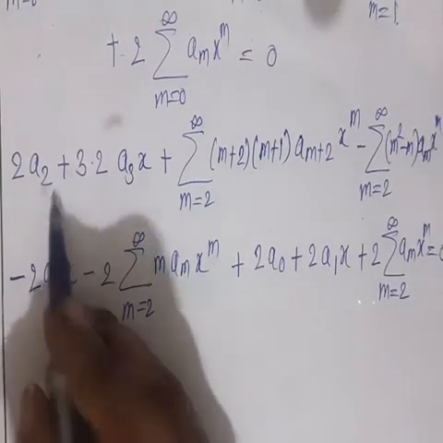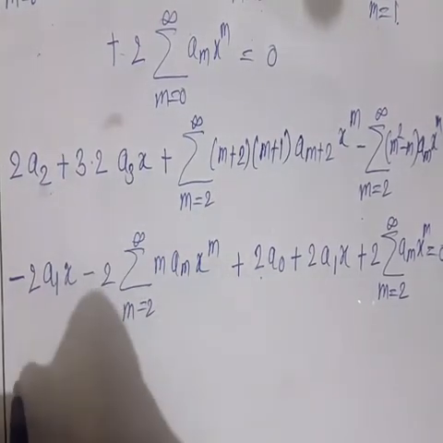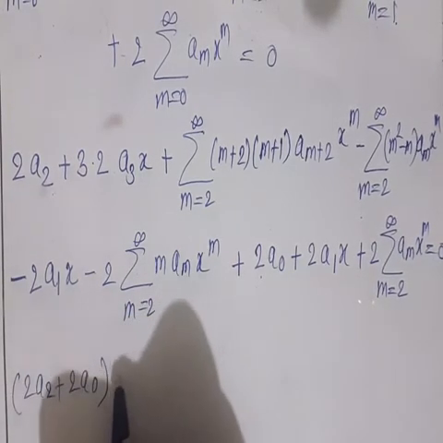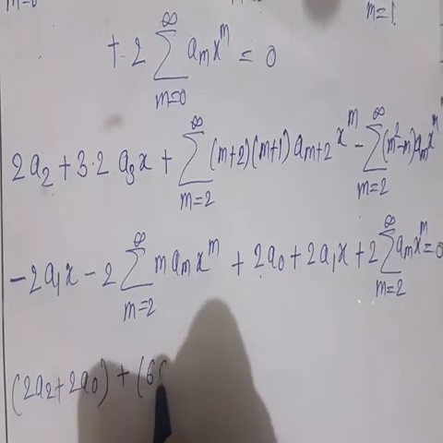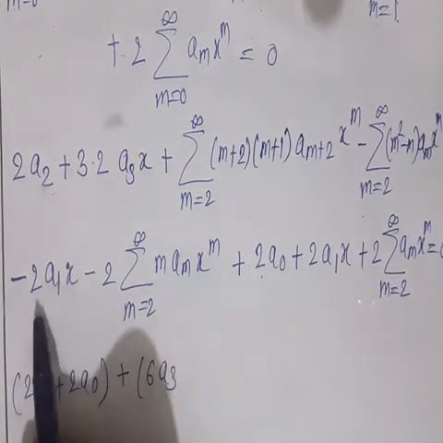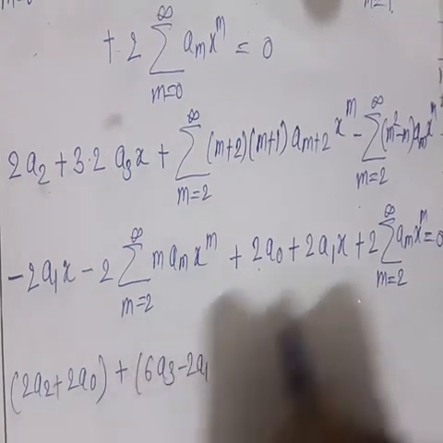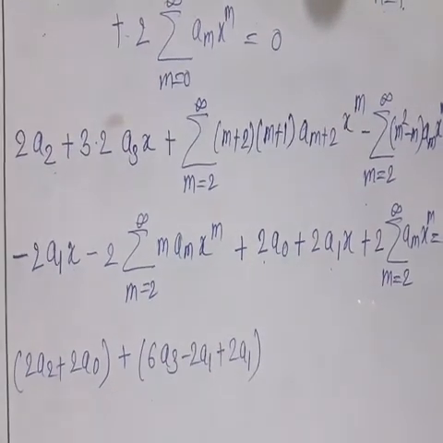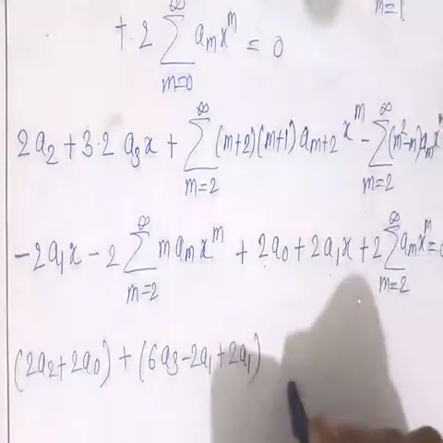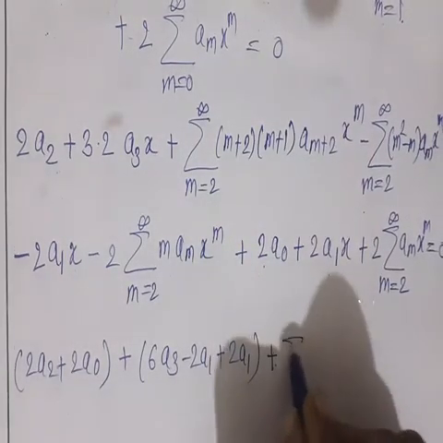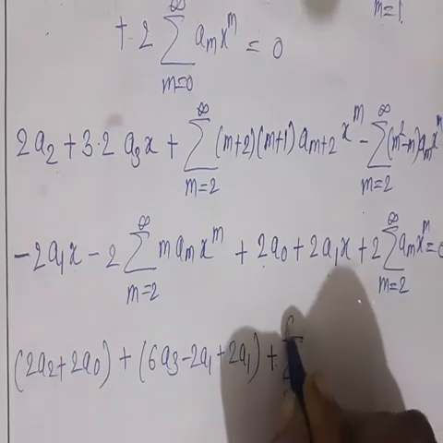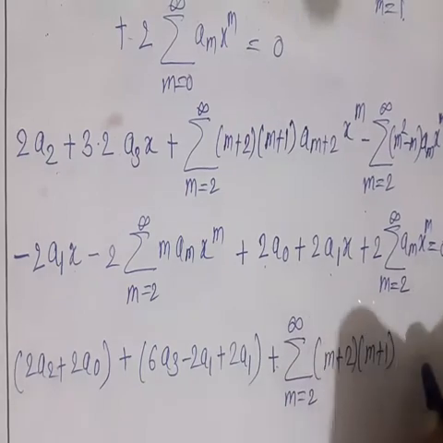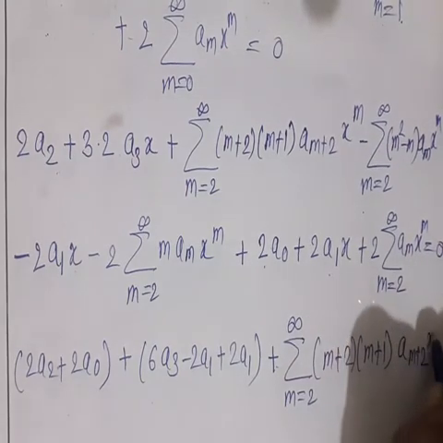Now see, first combine the constant terms in one bracket. So 2a2 is one constant term, another is 2a0. So in the bracket, 2a2 plus 2a0 plus 6 times a3. Next, the coefficient of x is minus 2a1 and here plus 2a1. So plus 2a1 is the next coefficient, plus summation m is equal to 2 to infinity. Every summation starts from 2 to infinity. m plus 2, m plus 1, a of m plus 2 x to the power m.